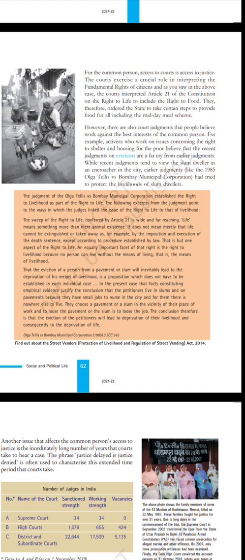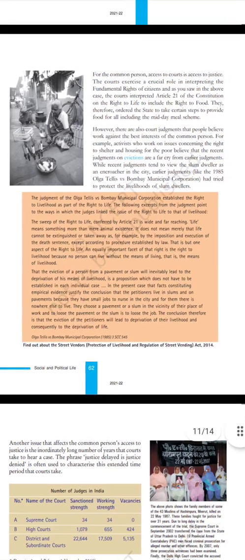They choose a pavement or a slum in the vicinity of their place of work, and to lose the pavement or the slum is to lose the job. The conclusion therefore is that the eviction of the petitioners will lead to deprivation of their livelihood and consequently to the deprivation of life. Olga Tellis versus Bombay Municipal Corporation, 1985. Find out about the Street Vendors (Protection of Livelihood and Regulation of Street Vending) Act, 2014.